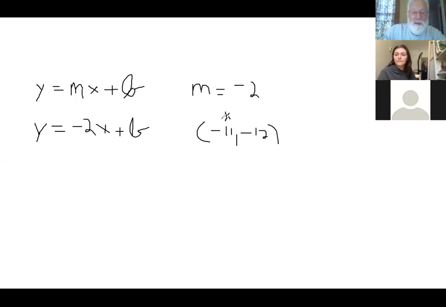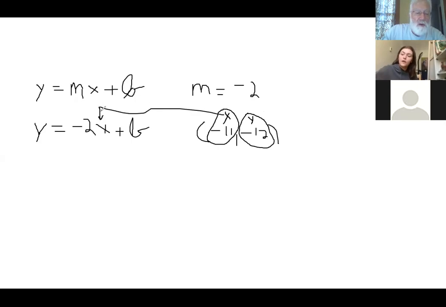Now, this is our x right here, because we know the line goes through that, so we can plug that in as long as we plug in the y that goes with it. So I'm going to plug this x into here, and this y into here. And so now I get -12 equals -2 times -11. And then now all I need to do is solve for b.